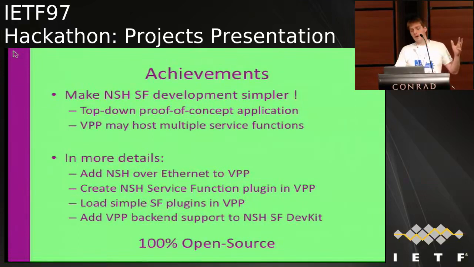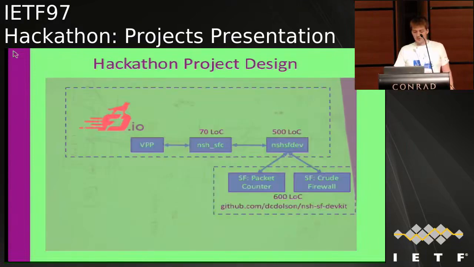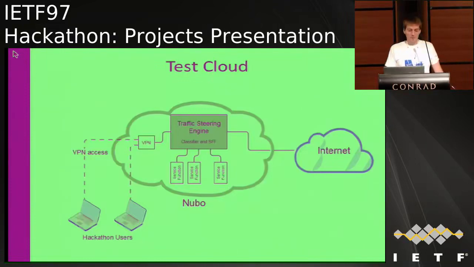And then we added a VPP integration layer to the dev kit that Dave and I had worked on earlier. So design-wise, you can basically see that, as I said, packets come into VPP, into the NSH SFC plugin, into the NSH SFDev plugin, and then get distributed there to the service functions that have been registered with it from the command line. And overall, it was about 1,200 lines of code. Pretty cool. I'm assuming that's like wc -l. I'm not sure, but anyway.